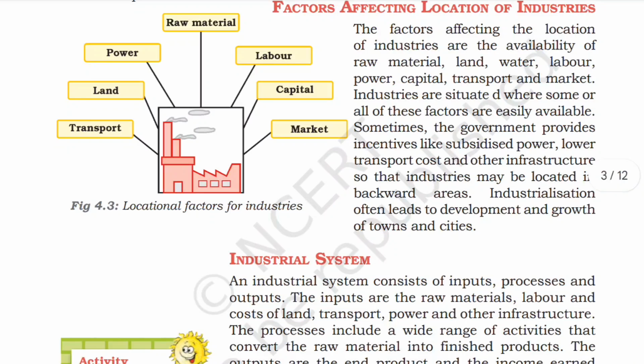located in backward areas. Industrialization often leads to development and growth of towns and cities.